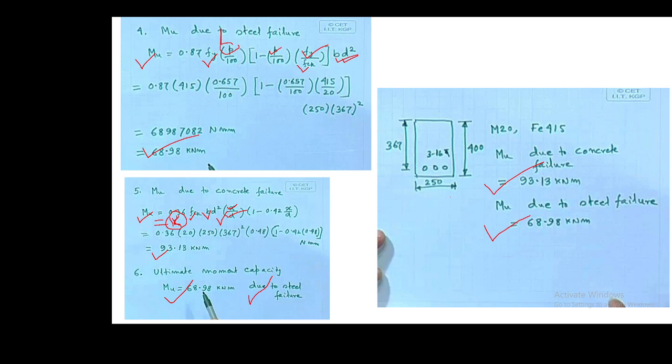Do you understand my question, or shall I explain it more? Our moment of resistance, if we calculate during the concrete failure, is 93.13 kilonewton meter, and the moment of resistance due to the steel failure is 68.98 kilonewton meter. So these values are not the same. Is this good, or can we do more in this?